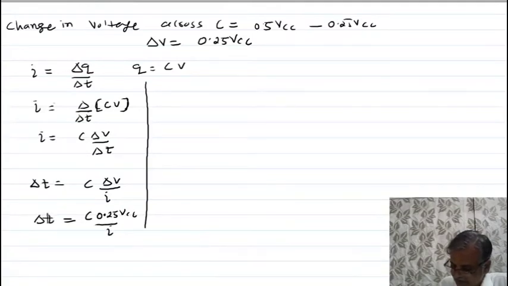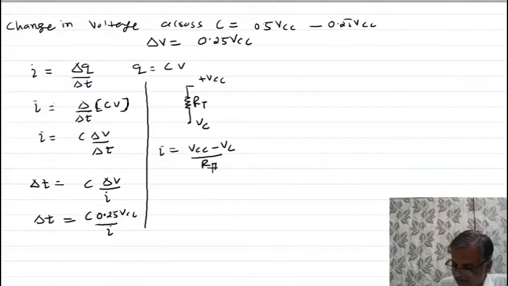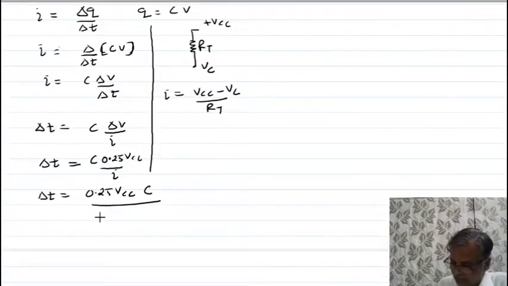Now let us find the current. You already know, as I told you in the beginning, that here plus VCC is connected and here VC is connected. So the current I is given by VCC minus VC upon RT. That value I have to put here. So I will write 0.25 VCC into CT upon the value of the current, so I can write delta in this way.